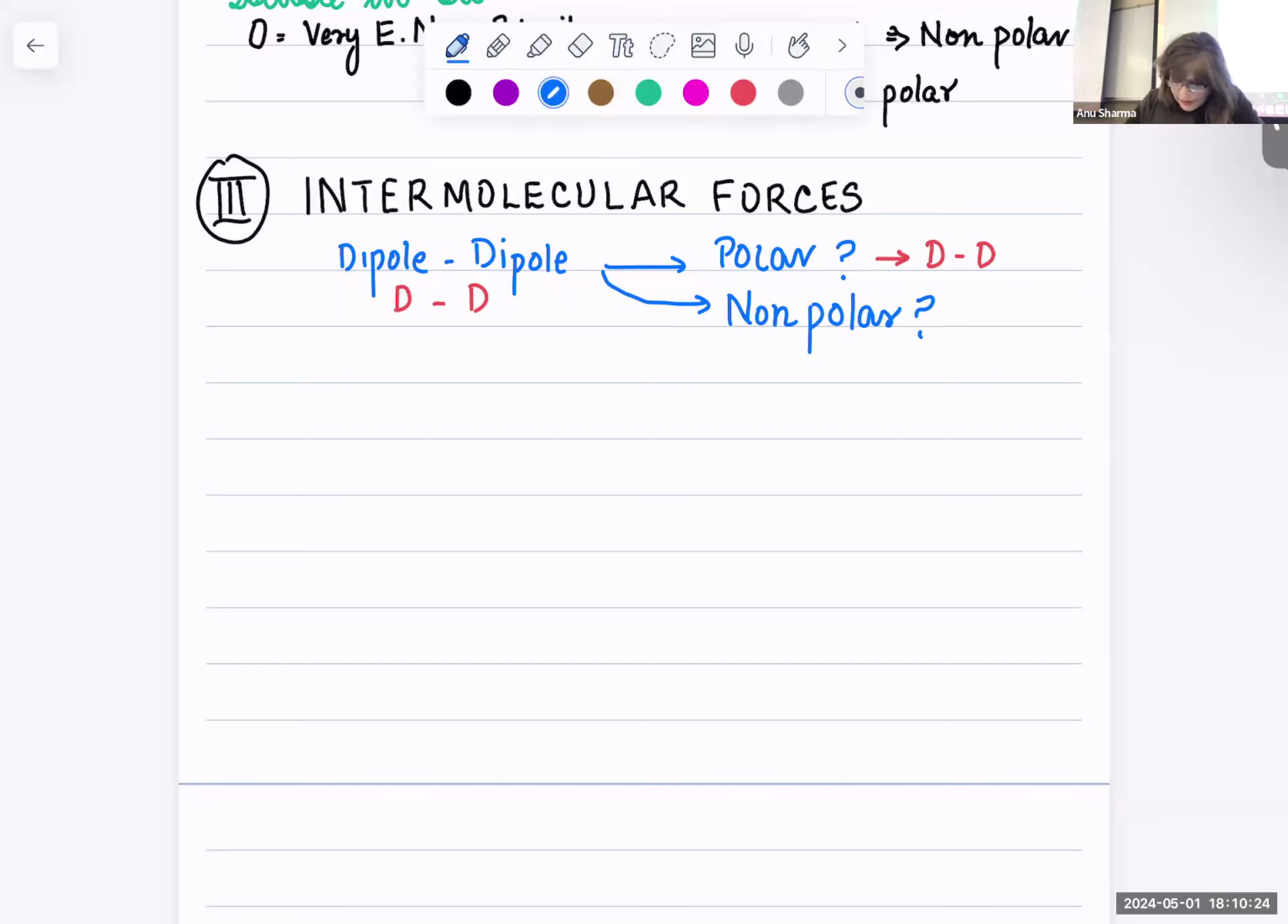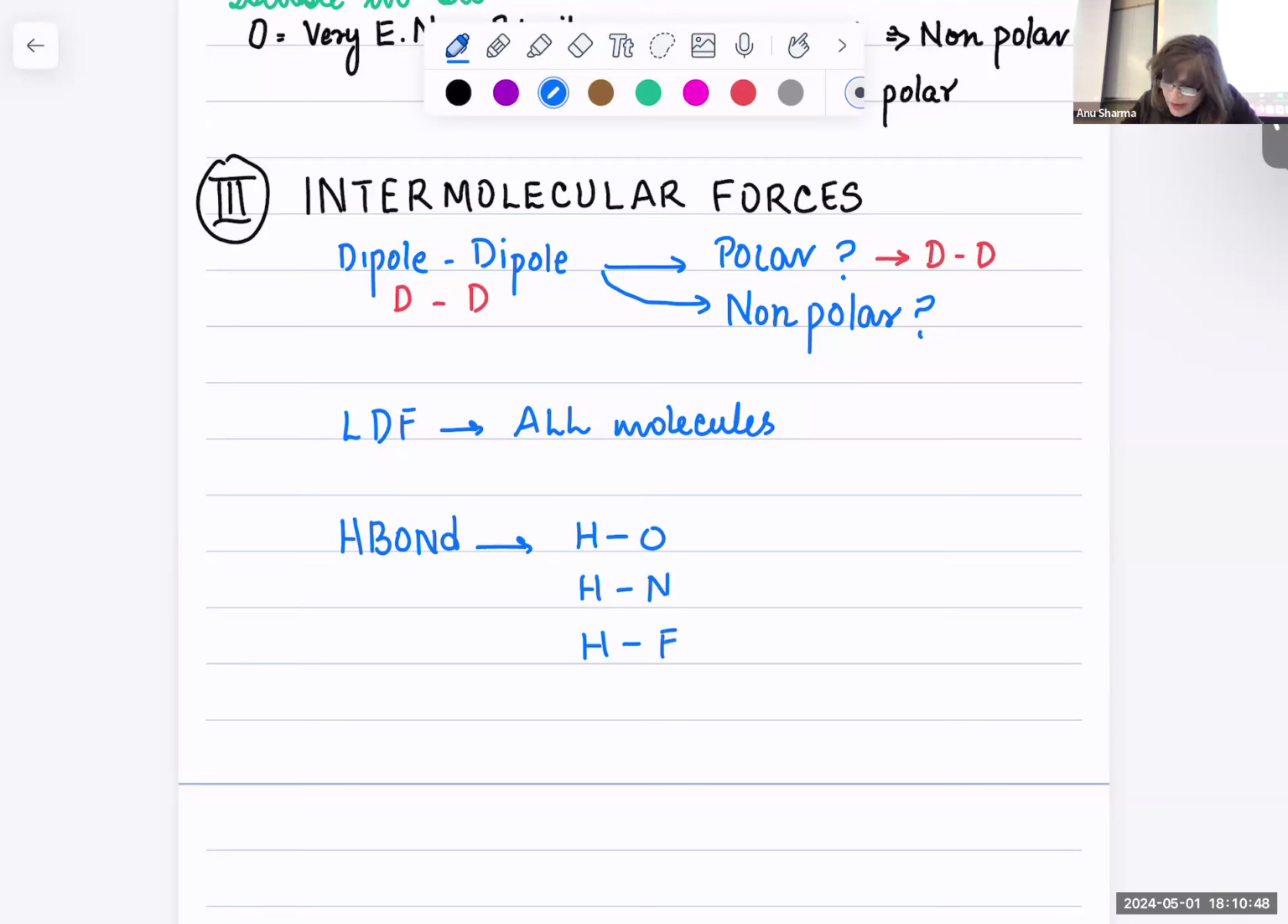The next one is London dispersion. London dispersion forces are present in all molecules, so that kind of rules out when it comes to solubility. The third one is hydrogen bonding. In hydrogen bonding, hydrogen is attached to oxygen, nitrogen, or fluorine. Anytime you have hydrogen attached to these three elements, there is going to be hydrogen bonding.